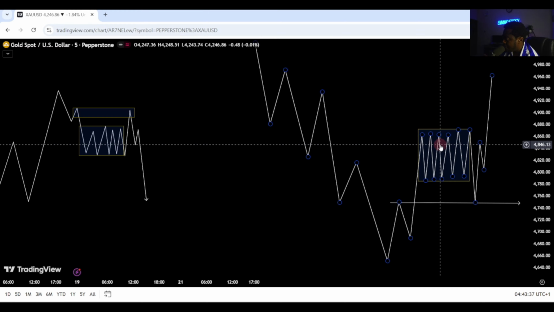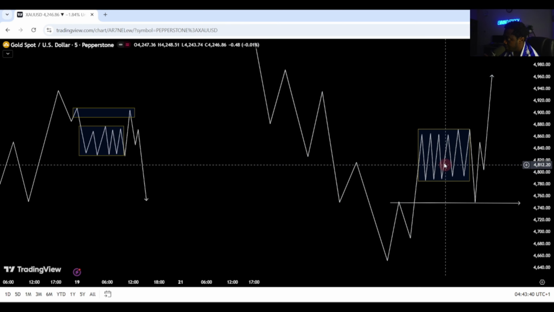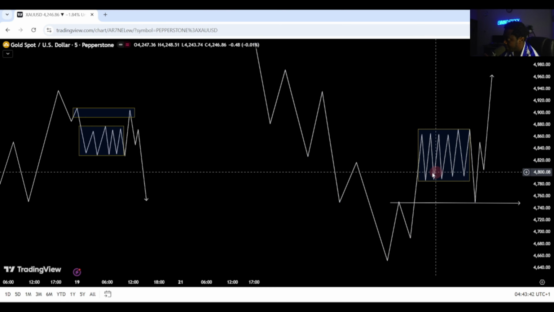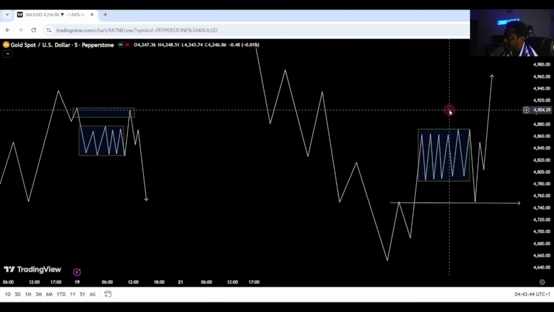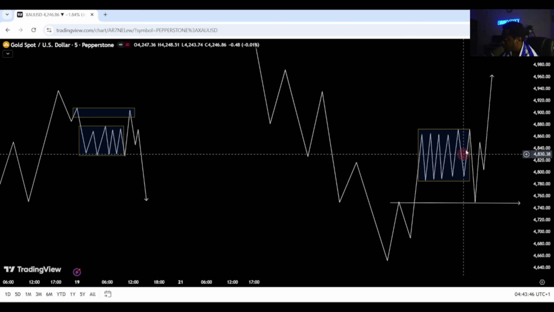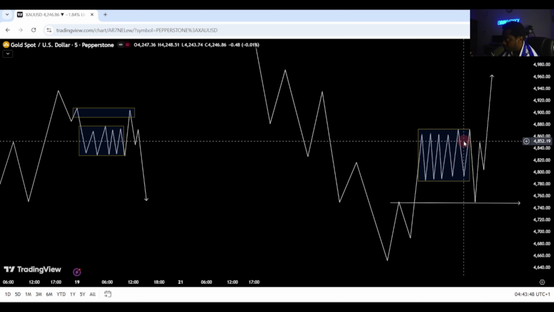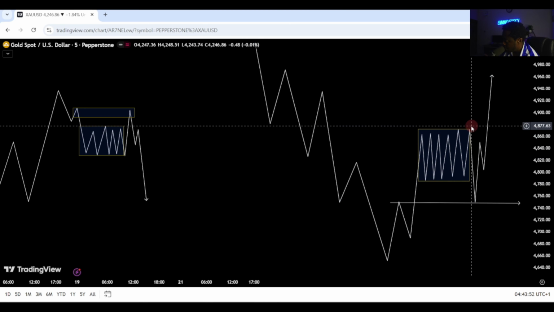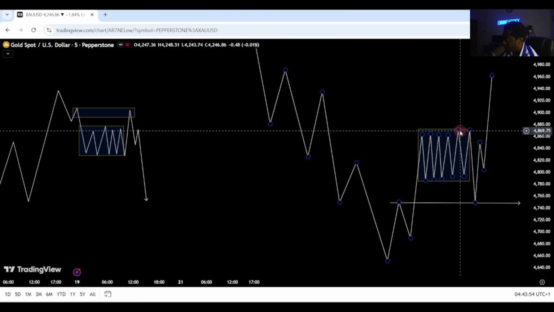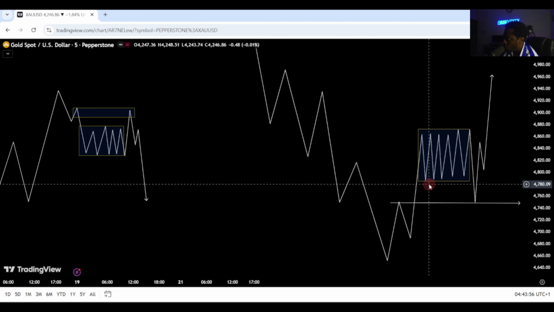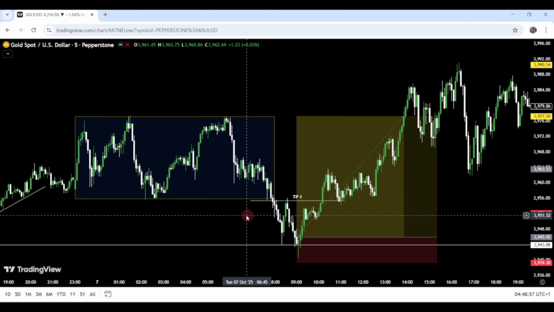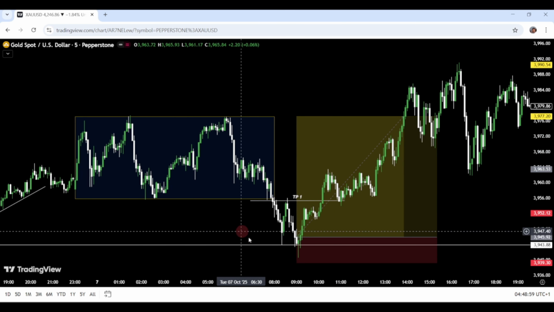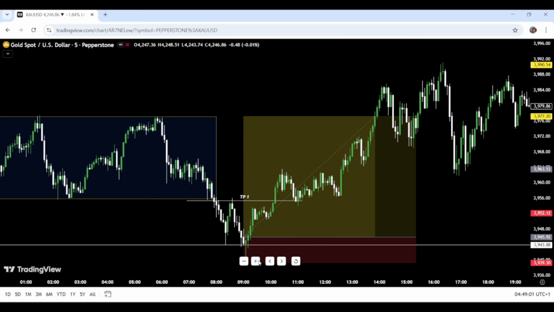Now I've covered the ranging market, which is also a liquidity, and session high and low, which is also a liquidity. Why? Because this is the Asia high and Asia low. Liquidity is resting in the highs and lows of every session. So this is an example of the double liquidation. Now let me zoom in so you can see properly.